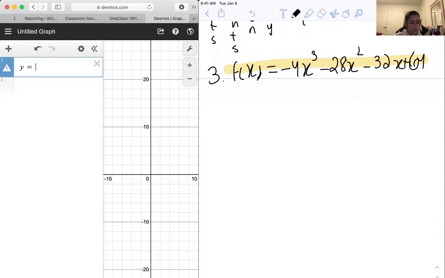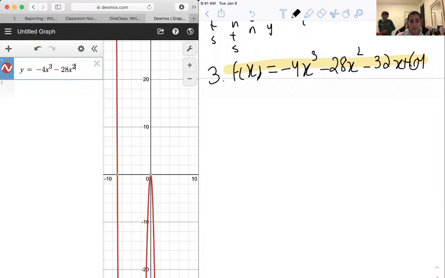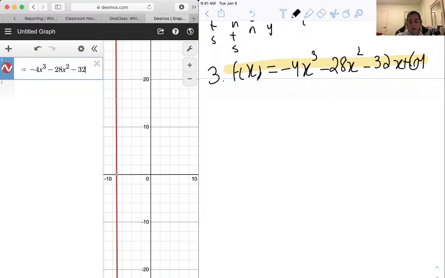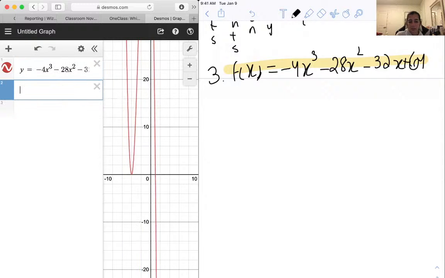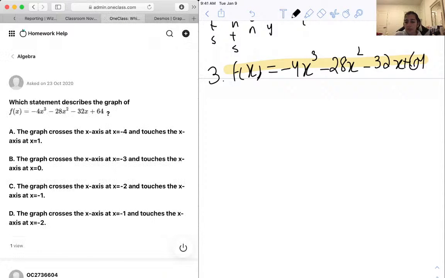f of x is equal to negative 4x to the power of 3 minus 28x to the power of 2. Sorry. And then we're going to minus 32x plus 64. So we're going to get a function like that. I'm just going to zoom out, like this. Now, the question is, which statement describes the graph?